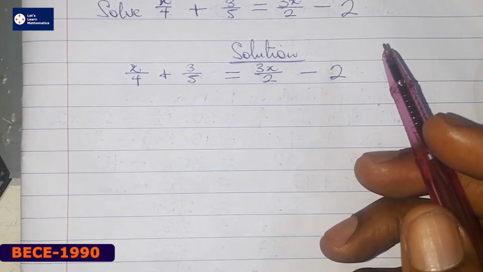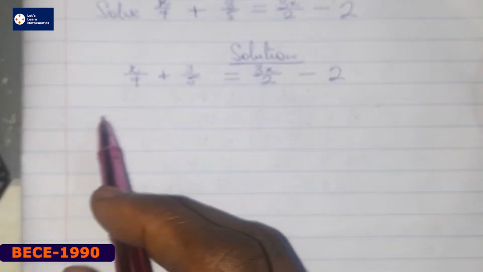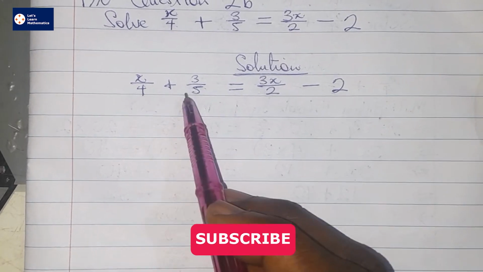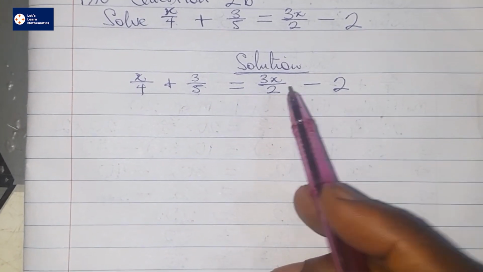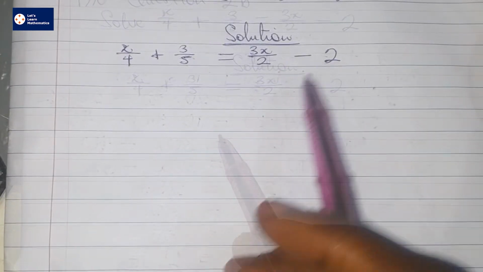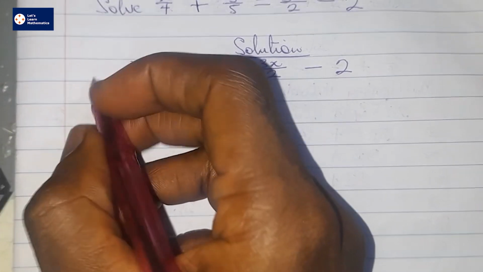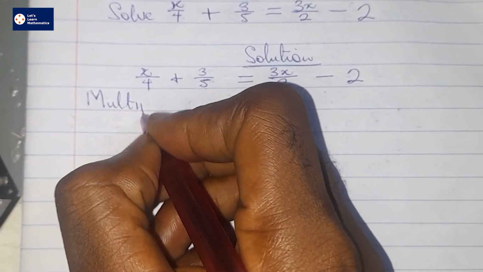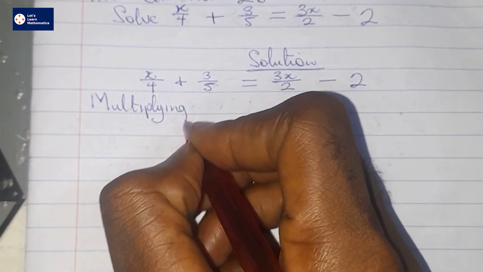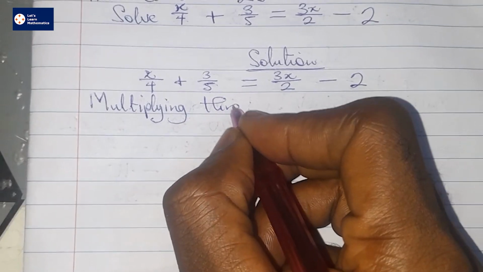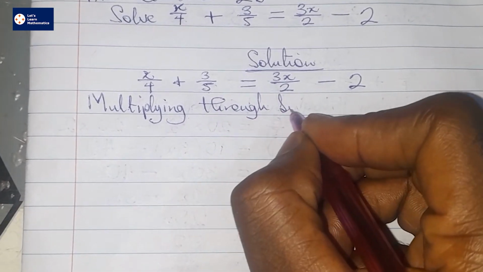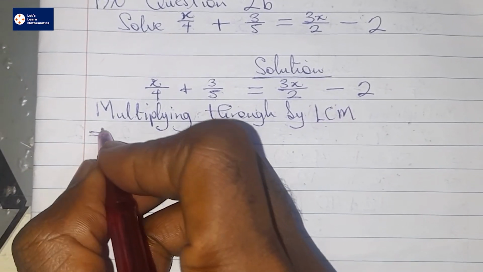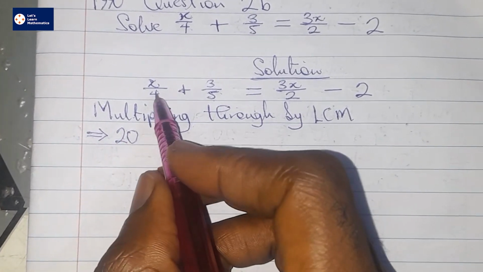And one of the best ways to get rid of fractions is to multiply through by the LCM of the denominators. That is the LCM of 4, 5, and 2. And the LCM of 4, 5, and 2 is 20. So we say that multiplying through by the LCM means we are multiplying each term by 20.